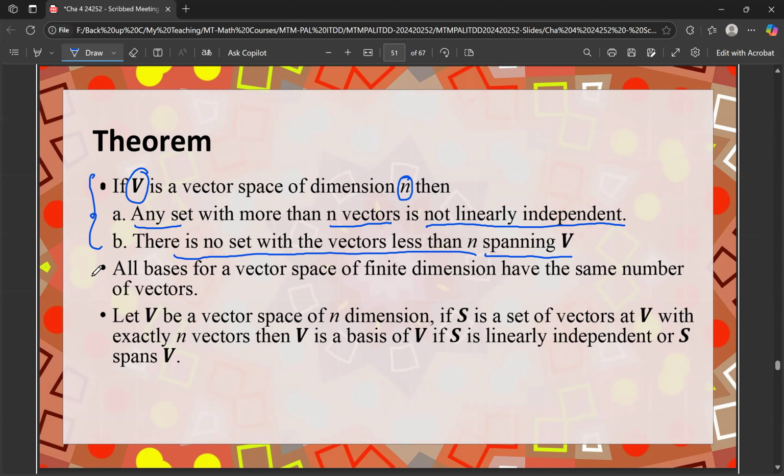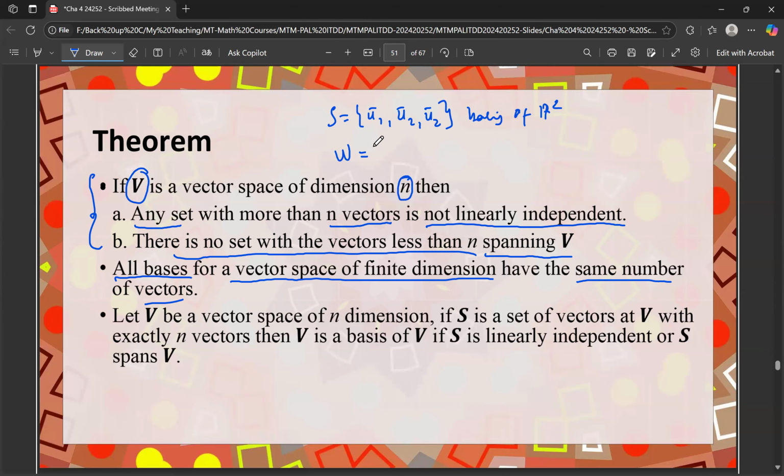Okay, so the second theorem: all bases for a vector space of finite dimension have the same number of vectors. So we have that X is U1, U2, and U3, a basis of R3. Any other basis, W for example, must also have 3 vectors: W1, W2, and W3.